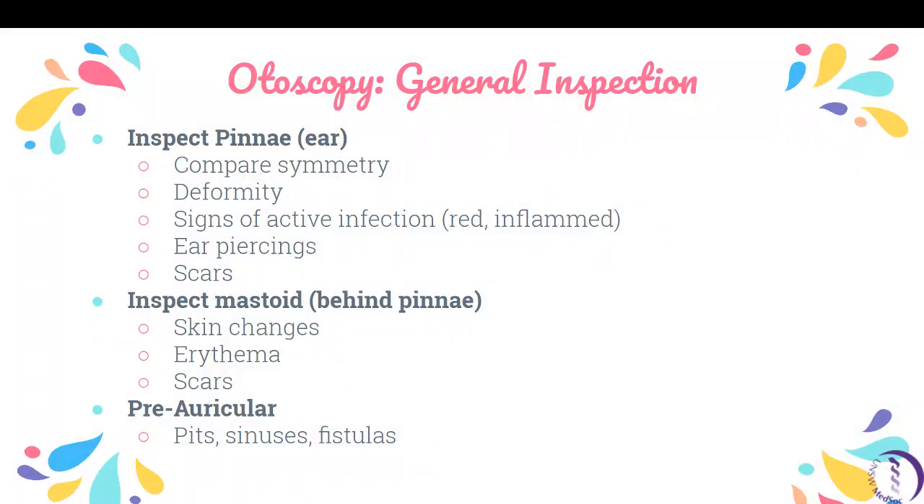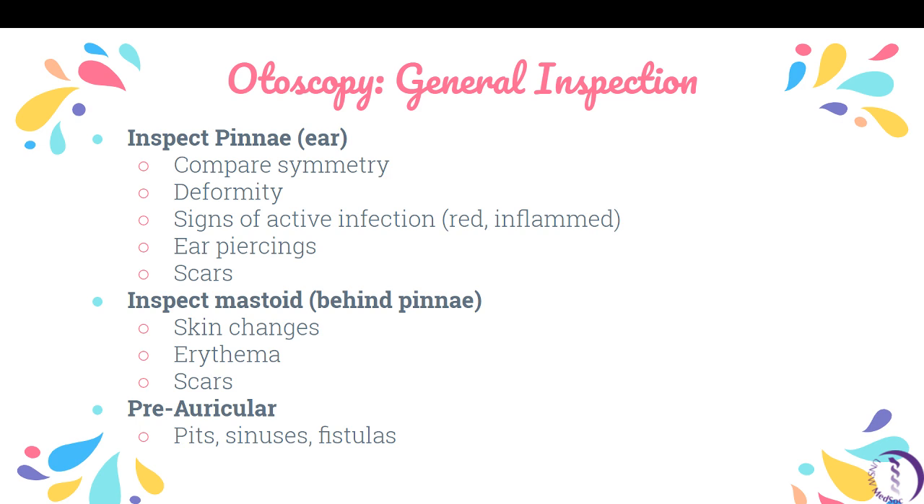So the first thing you want to do, general inspection, is just inspect the ear. You want to compare symmetry between both ears. Notice if there are any deformities, any signs of active inflammation, so if it's red, inflamed, or if there's any discharge that you can visibly see. Comment on any ear piercings in case that's a cause for any infection, as well as any scars. You also want to inspect the mastoid behind, looking for any skin changes, erythema, or any scars.